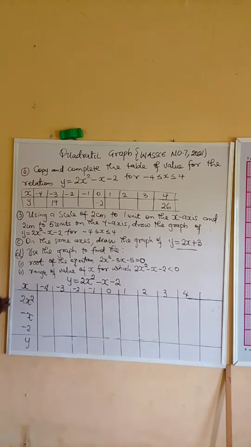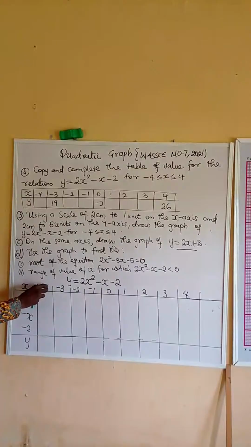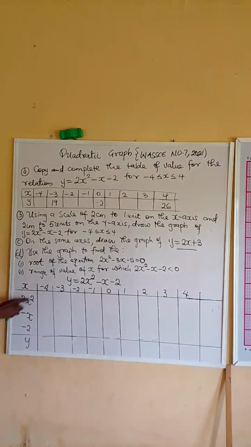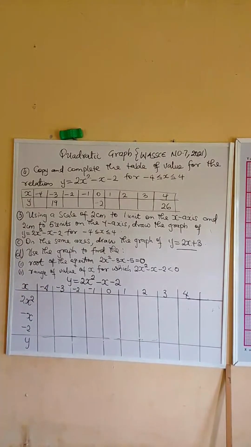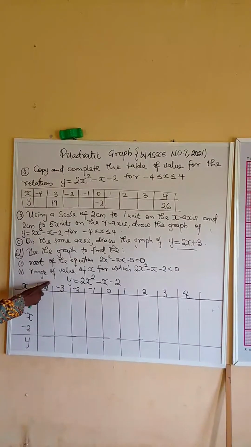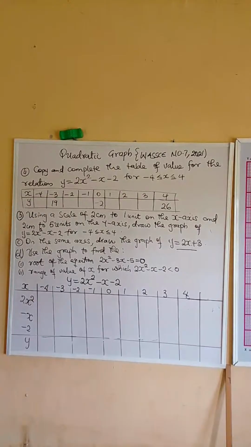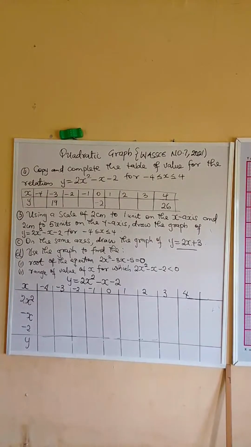Okay, let's start with this. This is x squared. I will square the value of x, then multiply the result by 2. So what is minus 4 squared now? Minus 4 squared is minus 4 times minus 4, which is 16.